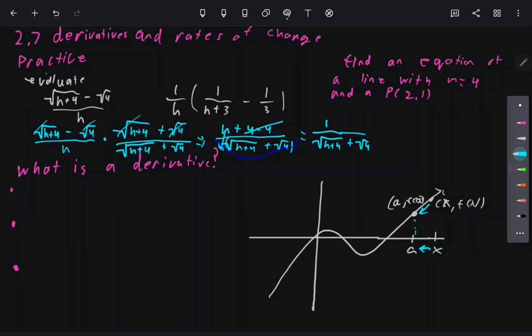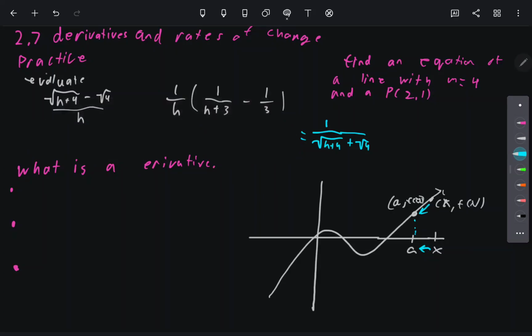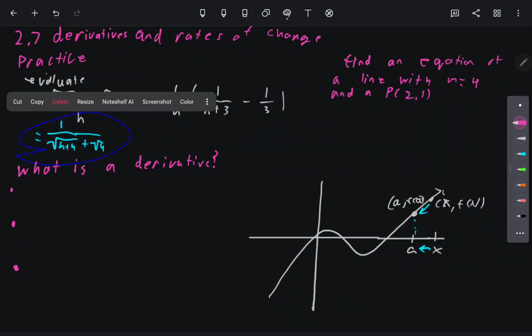Let's erase some stuff. Make some room. This is going to delete a bit more than what I wanted it to, but it's fine. Derivative, there we go. And then now I can select this and just drag it over. All right, let's work on the next problem real quickly.